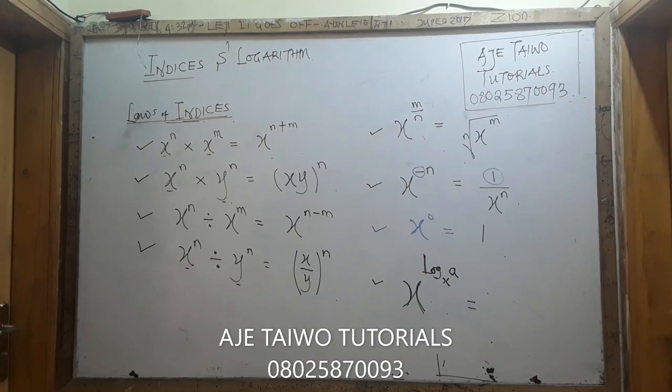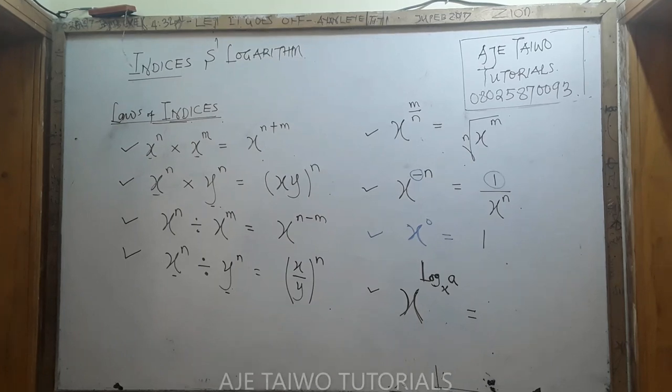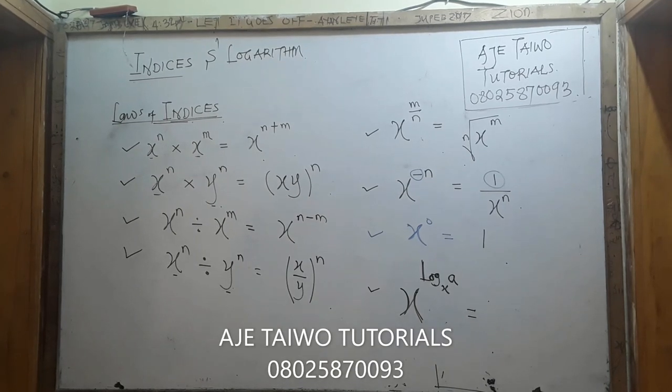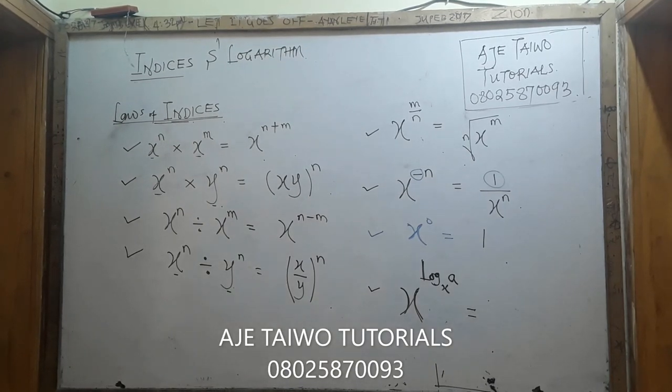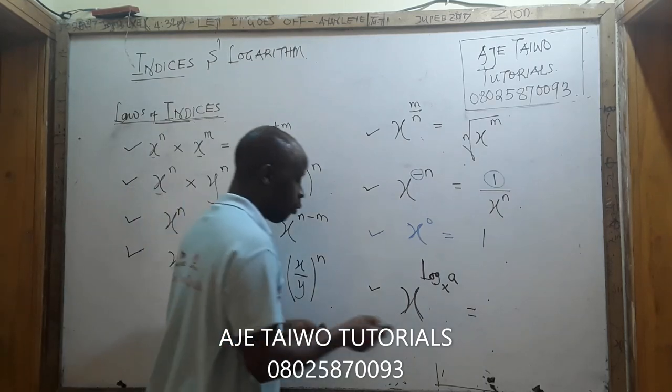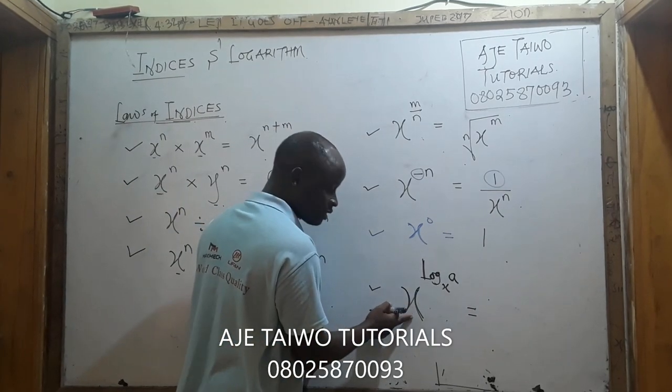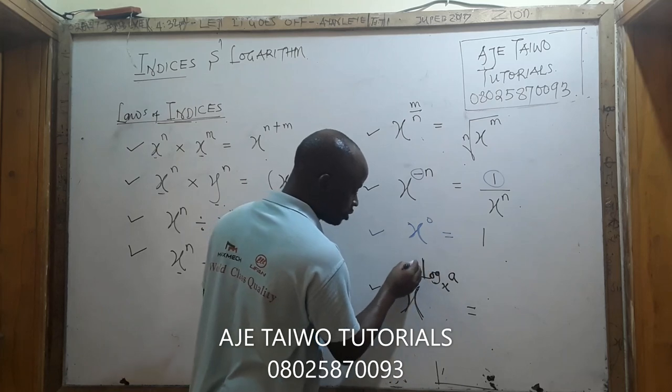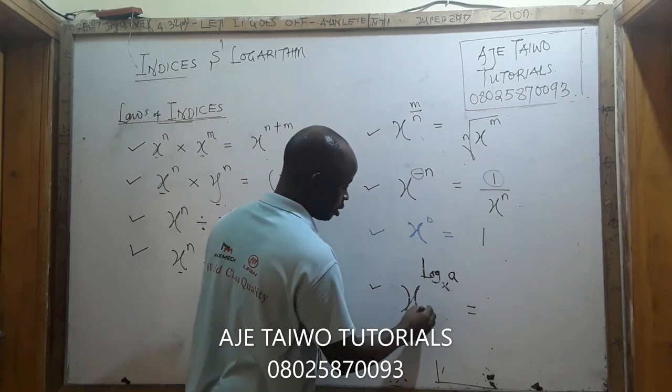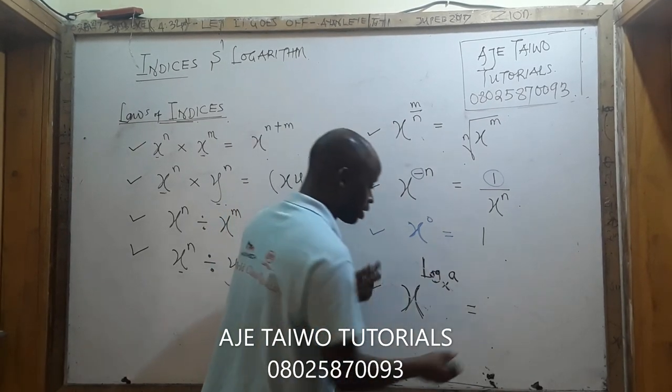It is A. Who is that? Tell me your name. Someone has said A. Yes, that's A. Good. How? This x and the log base x of this x cancel each other. Answer is A.